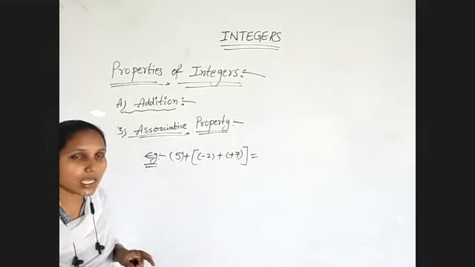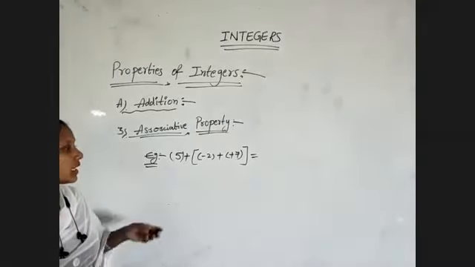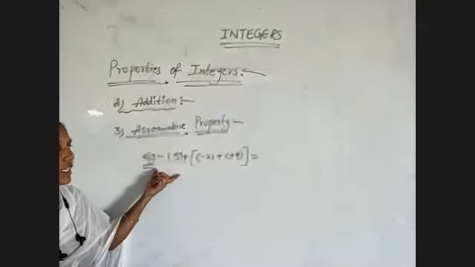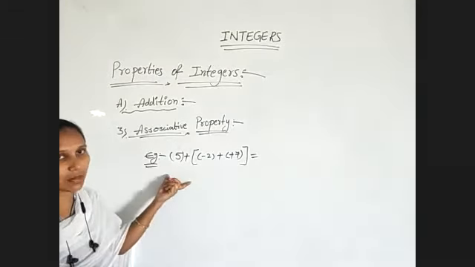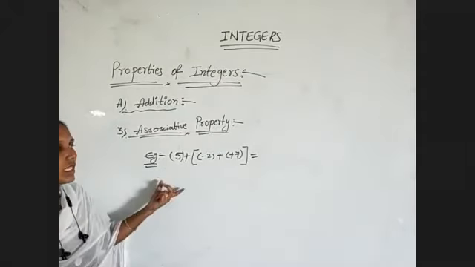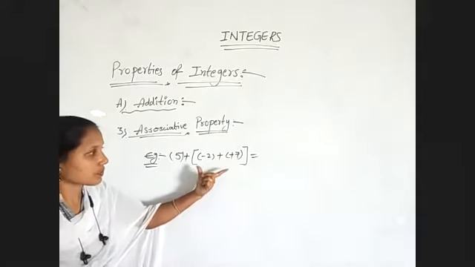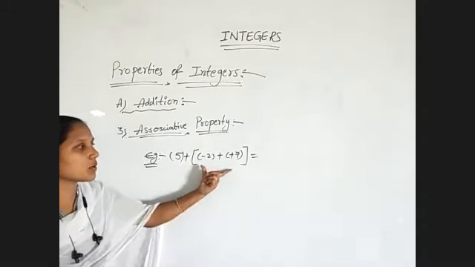In case of associative property, we are going to use 3 numbers. So here we are checking the result by changing the order of 3 numbers. In commutative property, we have used only 2 numbers, and here we are using 3 numbers. And remember here, because of 3 numbers, we are using the brackets.